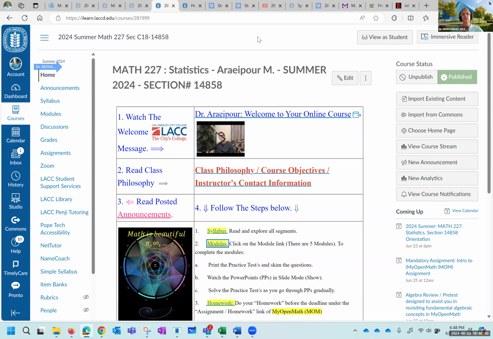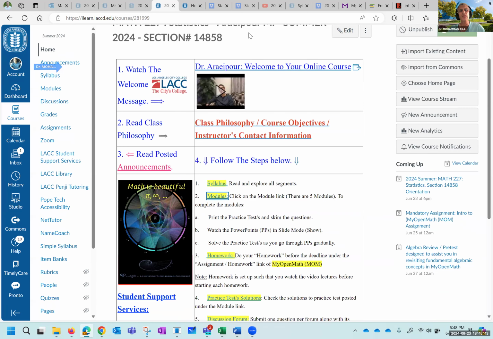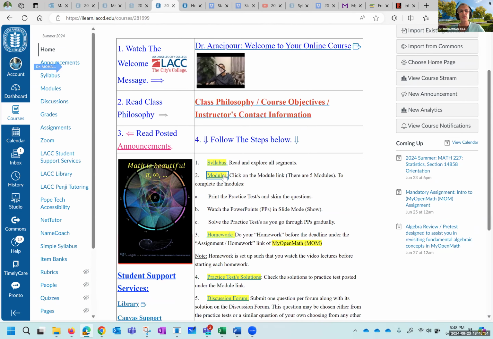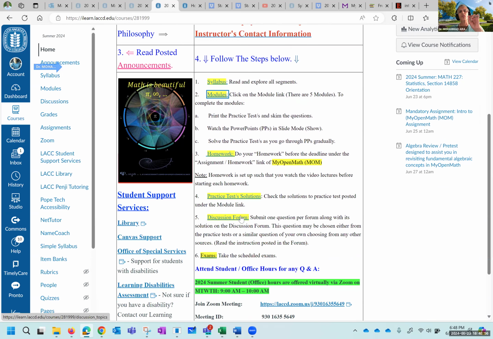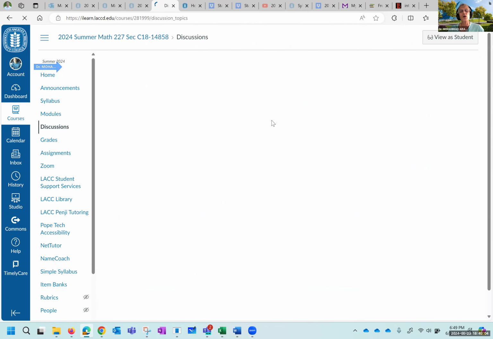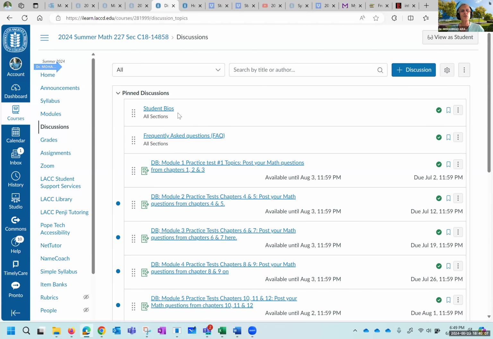Going back to the homepage of Canvas, the synopsis of what we did. Number 1, there was a welcome message. Number 2, class philosophy. Number 3, we discussed the announcements. Then we looked at the syllabus, modules, discussion forums. The only assignment in Canvas is found under the discussion forums. The first one is for student bios. The second one, frequently asked questions. Those are not graded. As of Module 1, the discussion forum has 3 parts. They are being graded.